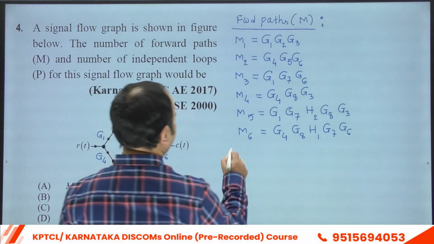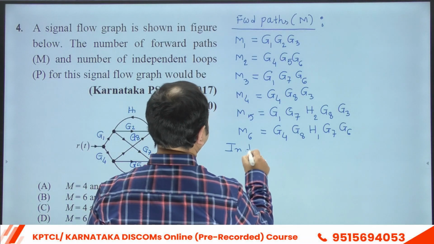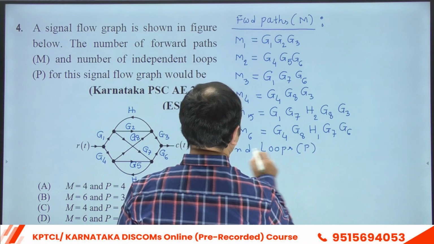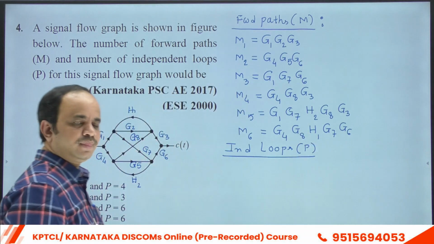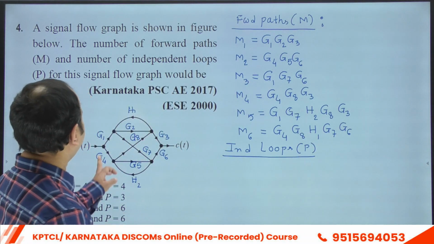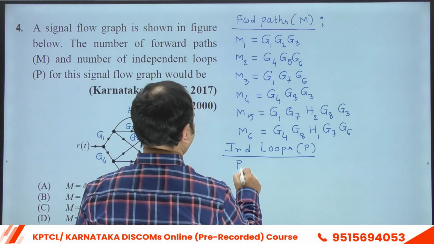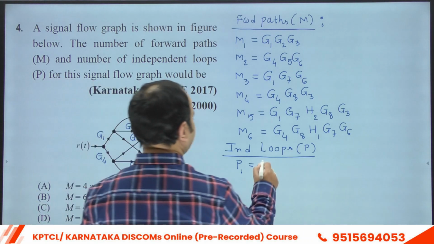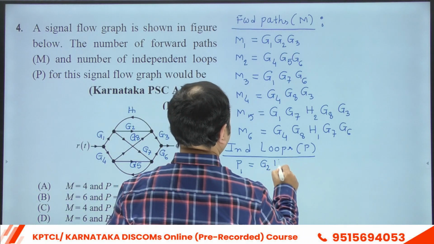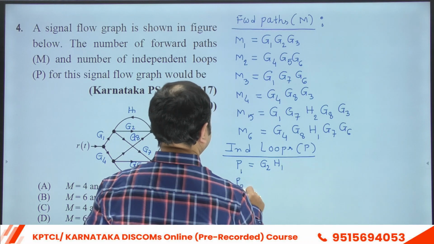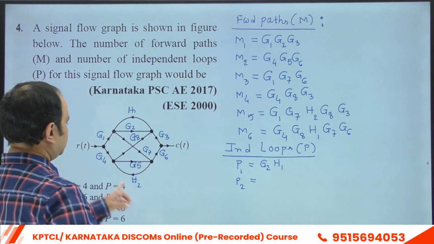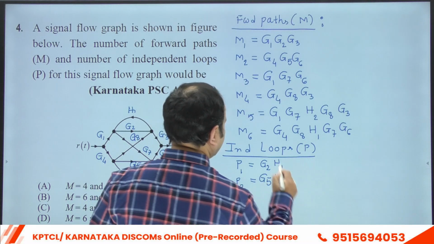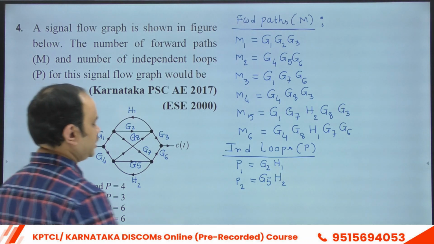Now let us look into independent loops. So one loop is G2 H1. The second loop is G5 H2.